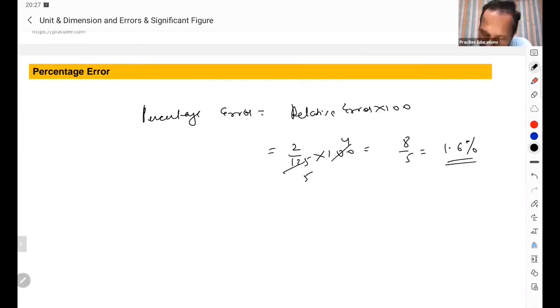So when you measured those readings and gave them to me, the error was only 1.6%. Okay, Fardeen?